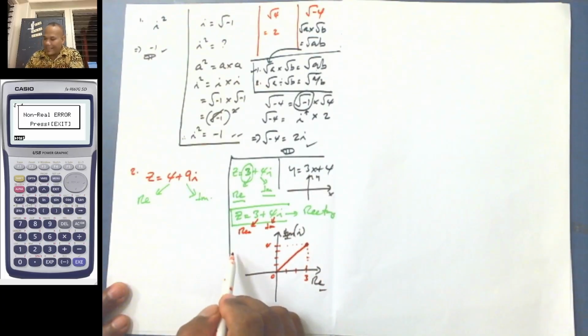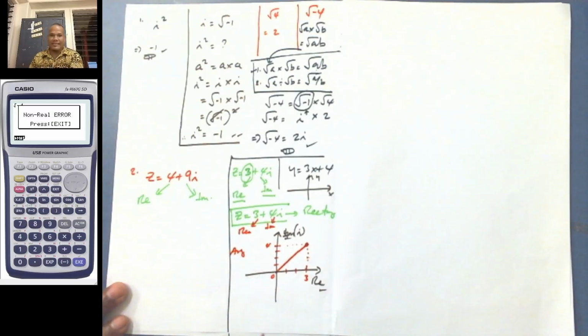This is what we call an Argand diagram. So this is our Argand diagram. And that's how we sketch them.